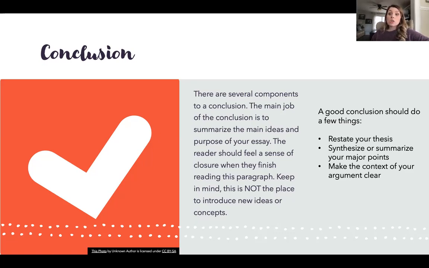A good conclusion should do a few things. It should restate your thesis, it should synthesize or summarize your main points, and it should make the context of your argument very clear.